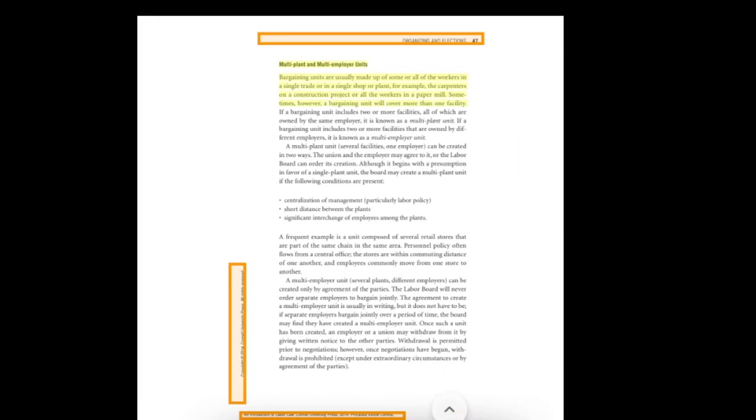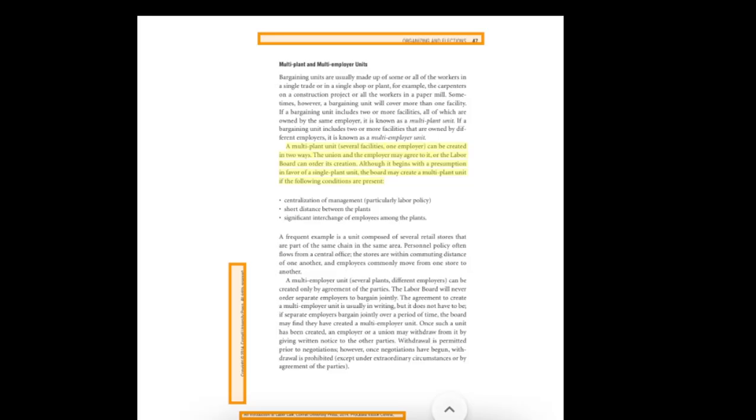Bargaining units are usually made up of some or all of the workers in a single trade or in a single shop or plant. For example, the carpenters on a construction project or all the workers in a paper mill. Sometimes, however, a bargaining unit will cover more than one facility. If a bargaining unit includes two or more facilities, all of which are owned by the same employer, it is known as a multi-plant unit. If a bargaining unit includes two or more facilities that are owned by different employers, it is known as a multi-employer unit. A multi-plant unit, several facilities, one employer, can be created in two ways.